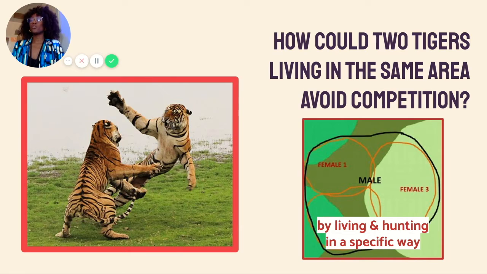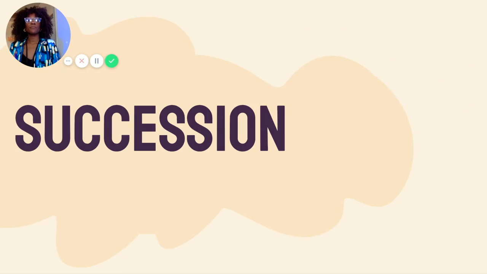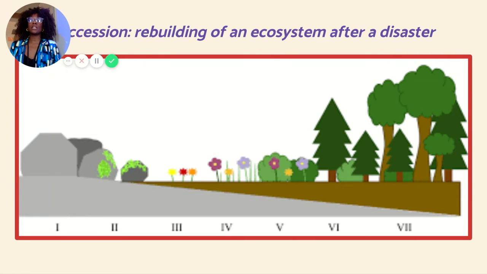Okay, plants do this, bacteria do this, you and I do this. We all kind of avoid competition by having a specific area in which we feed, in which we hunt, in which we do whatever we need to do. Okay, succession. Succession is the rebuilding of an ecosystem after a disaster.